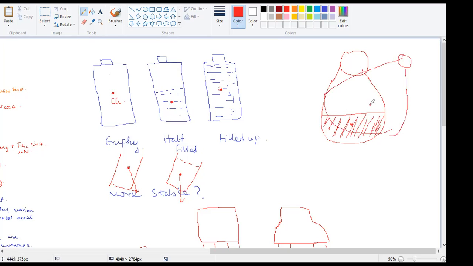So no matter how you tilt it, it will fall inside the base, which means it will come back to its original position.